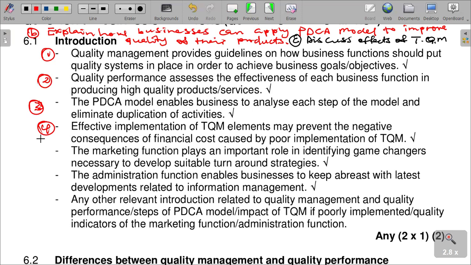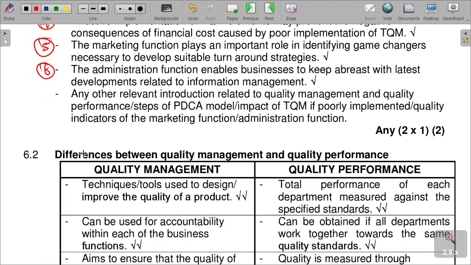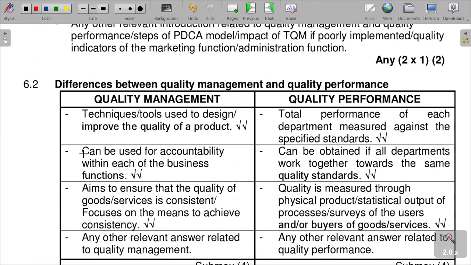So basically what I'm saying is that in an introduction, you can choose any of the parts, any of the areas or elements of the essay that you can put through as your introduction. The introduction should be very short and also straight to the point. So let's go to this second part, the difference between quality management and quality performance. We are given this in table form just to quickly analyze the differences.